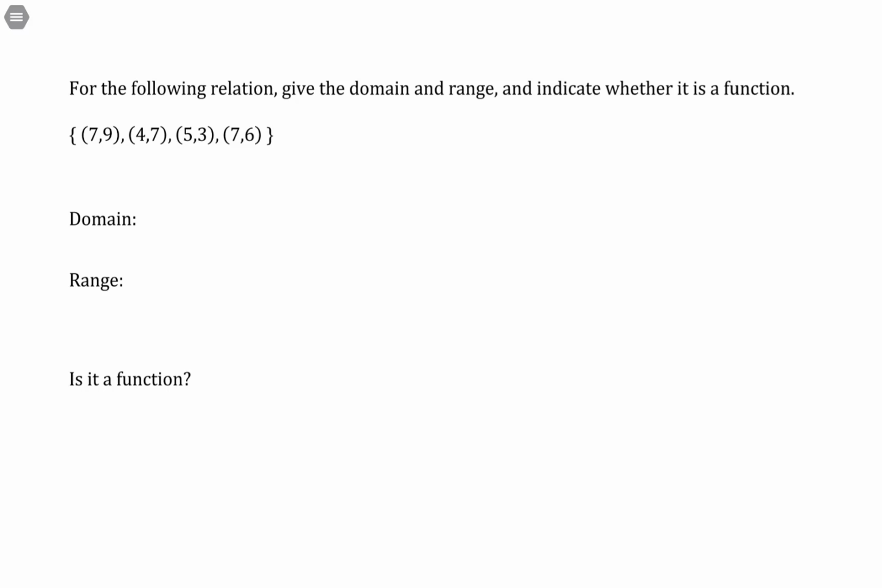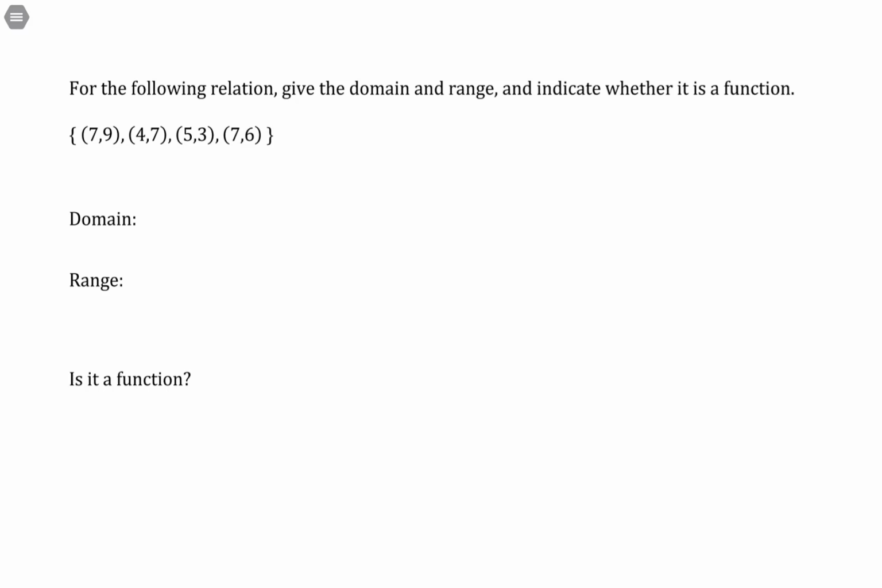For the following relation, give the domain and range, and indicate whether it is a function. So I have a set of points, and you may think of a function as something more along the lines of an equation like 2x plus 5. But at its heart, it's really just hiding a set of points.